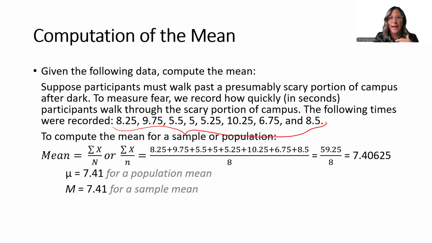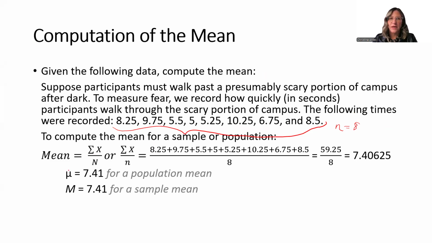And so if we count these, it's 1, 2, 3, 4, 5, 6, 7, 8 participants, or 8 observations, is what we have. So if we were reporting a sample, we would report that N equals 8. That is our sample size.